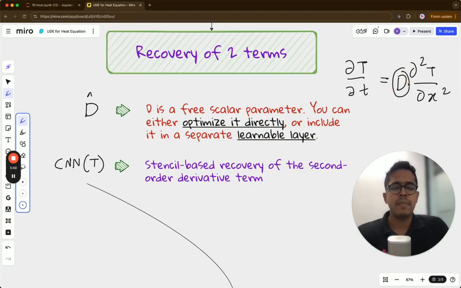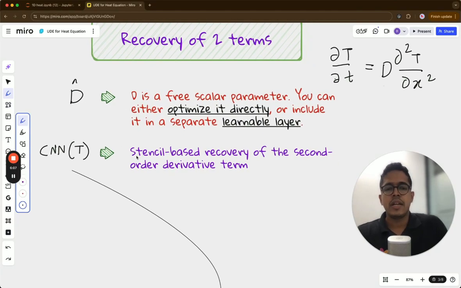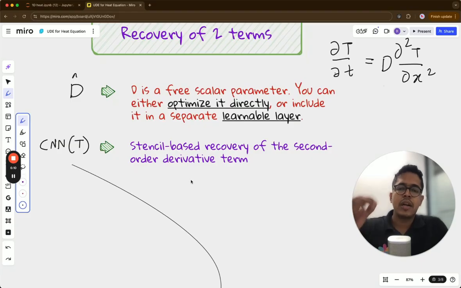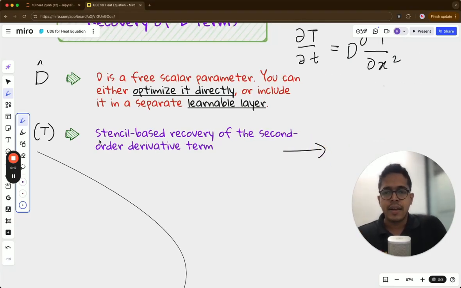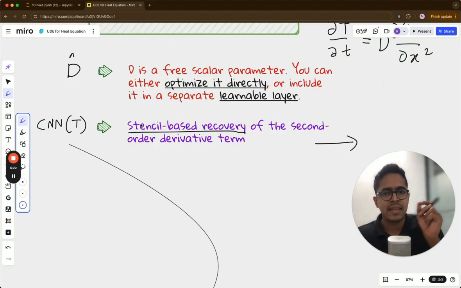So this is a scaling parameter, which we will use as a learnable layer in our entire neural network structure. I will draw the neural network structure and show you exactly where this diffusion parameter comes in. Then the second term is the convolutional neural network term. Using this convolutional neural network, we'll try to recover the exact form of the second order derivative term, which is ∂²T/∂x². Now, here I have written stencil-based recovery. So let us discuss what exactly this stencil-based discovery is. What is a stencil? Let's discuss that.